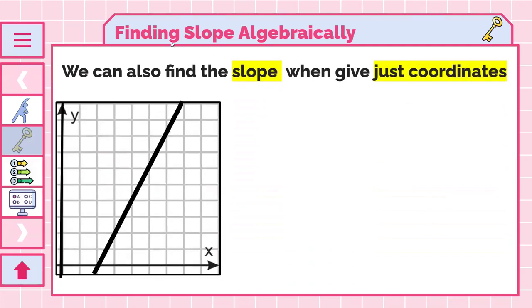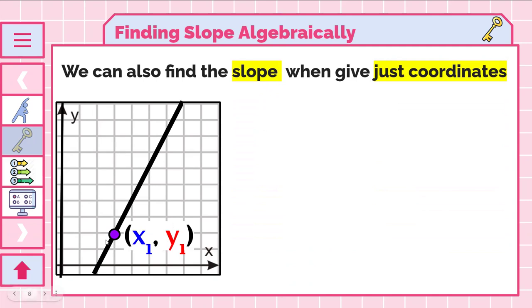And we're talking about finding slope algebraically. So we can also find the slope when given just coordinates. This looks like the graph we had before. We're even going to use the same points. But now let's think of them like coordinates.